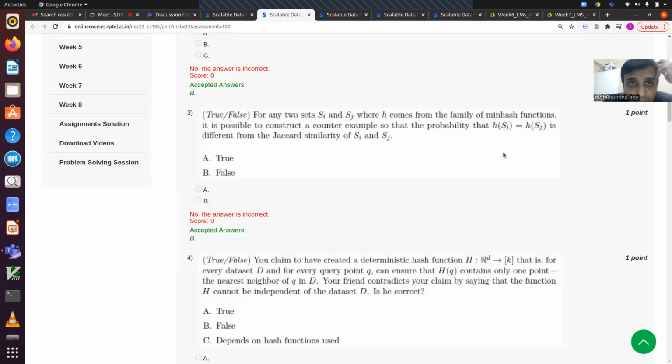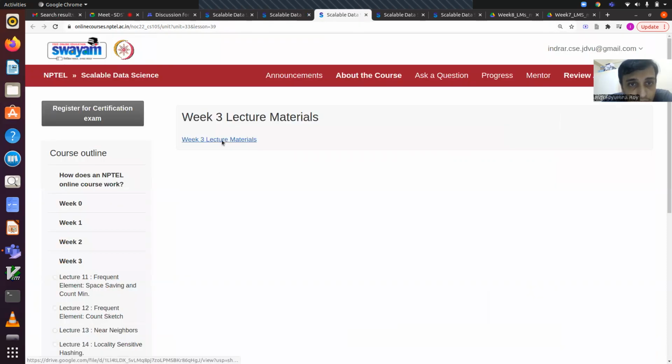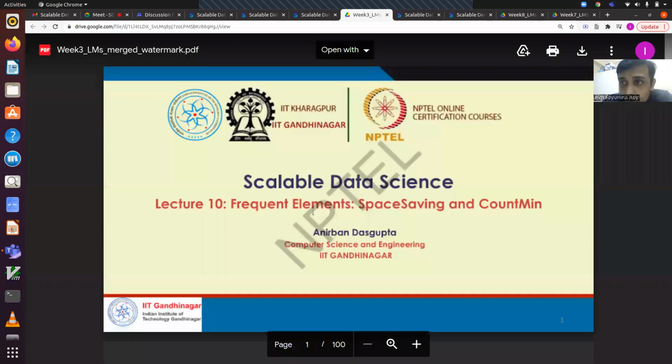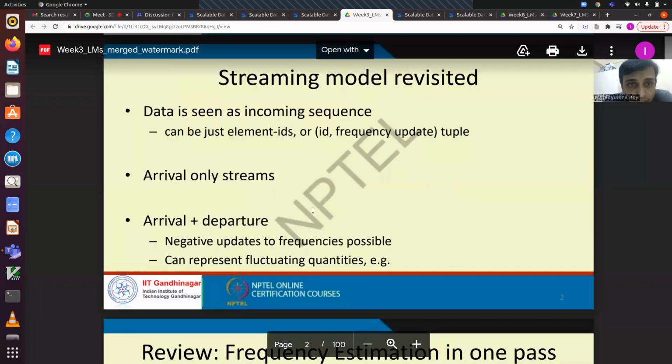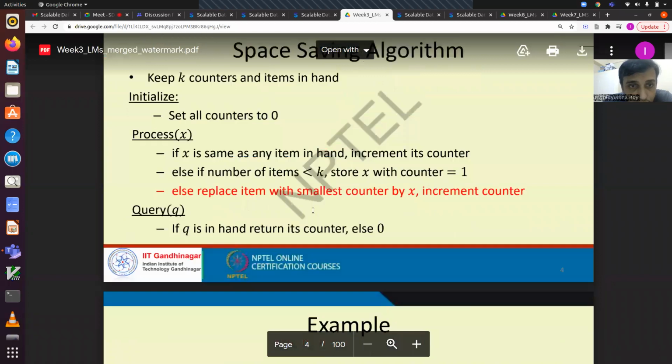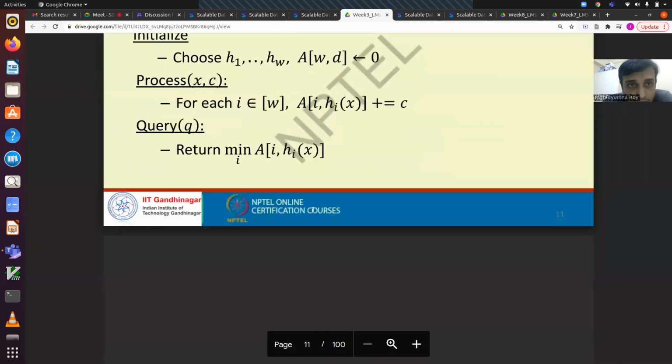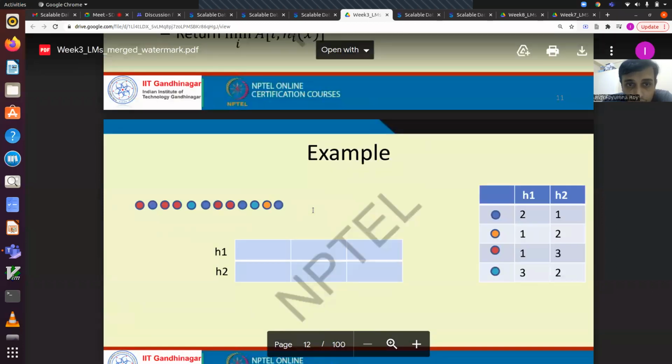Is it covered in the lecture notes? Let me just try, because there is a proof of min hash which tells you that the probability of h(Si) equal to h(Sj) is the same as the Jaccard similarity.